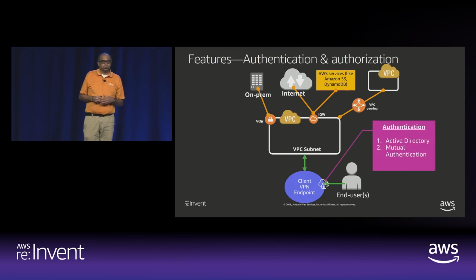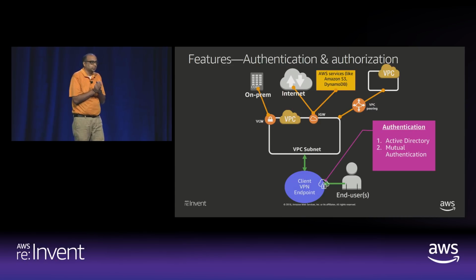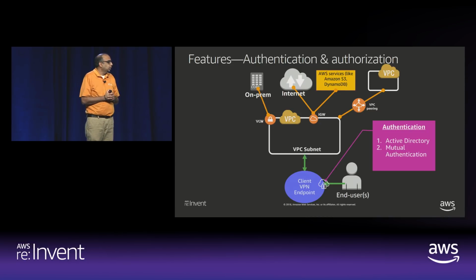Let's get into the details in terms of features. Because your sessions are coming into this client VPN endpoint, this is the first point of entry into AWS, so this is effectively an edge service. If you're an edge service, there are two features that I have to offer that are mandatory: authentication and authorization. Let's first look at authentication. At launch, we're going to support two types of authentication.